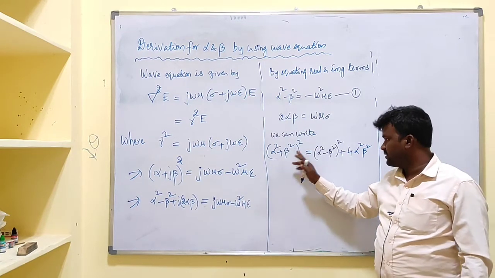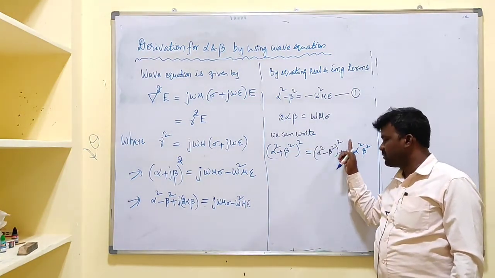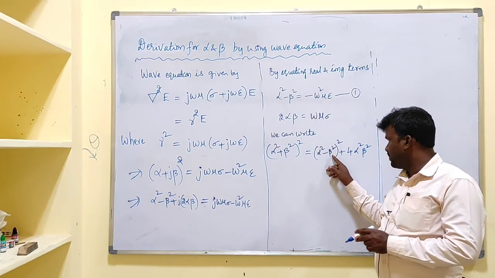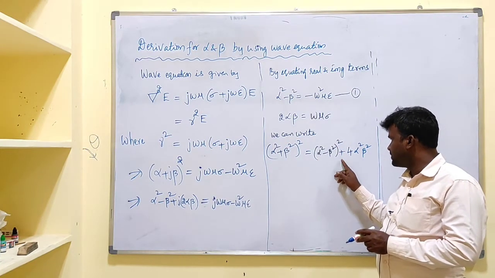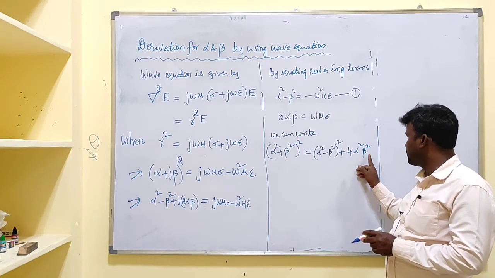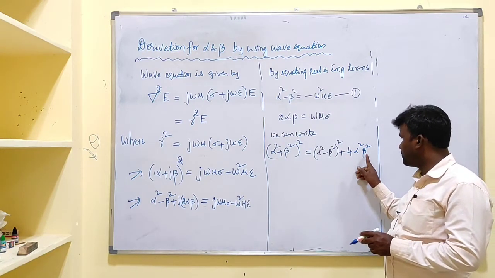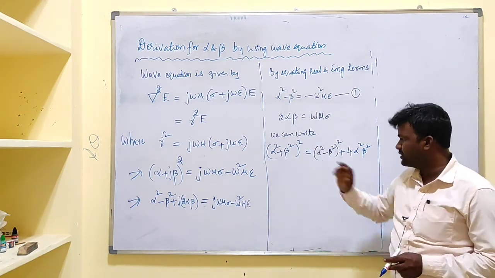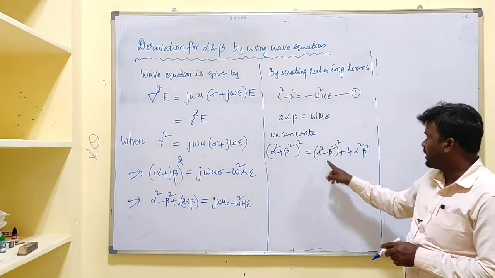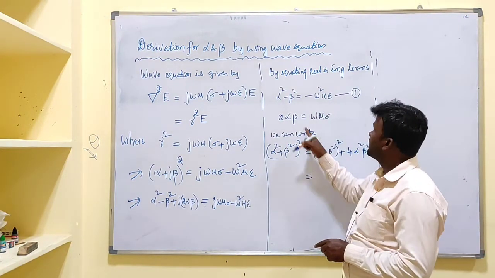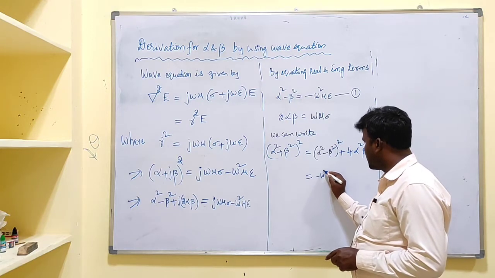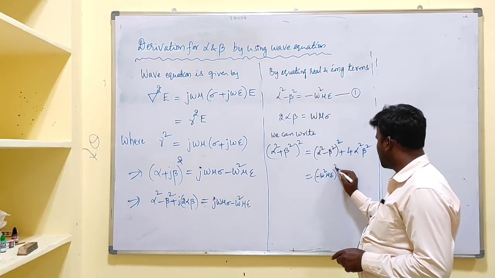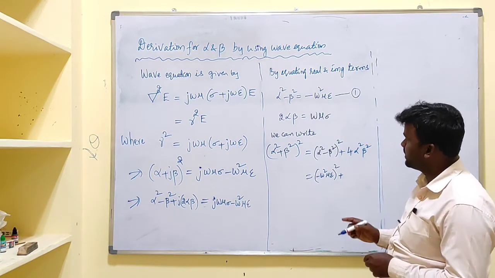If I simplify this one, I will get alpha square whole square plus beta square whole square, minus 2 into alpha square beta square, plus 4 alpha square beta square, which is 2 into alpha square beta square, nothing but this one only. We have alpha square minus beta square, which is nothing but minus omega square mu epsilon whole square, plus 4 alpha square beta square.